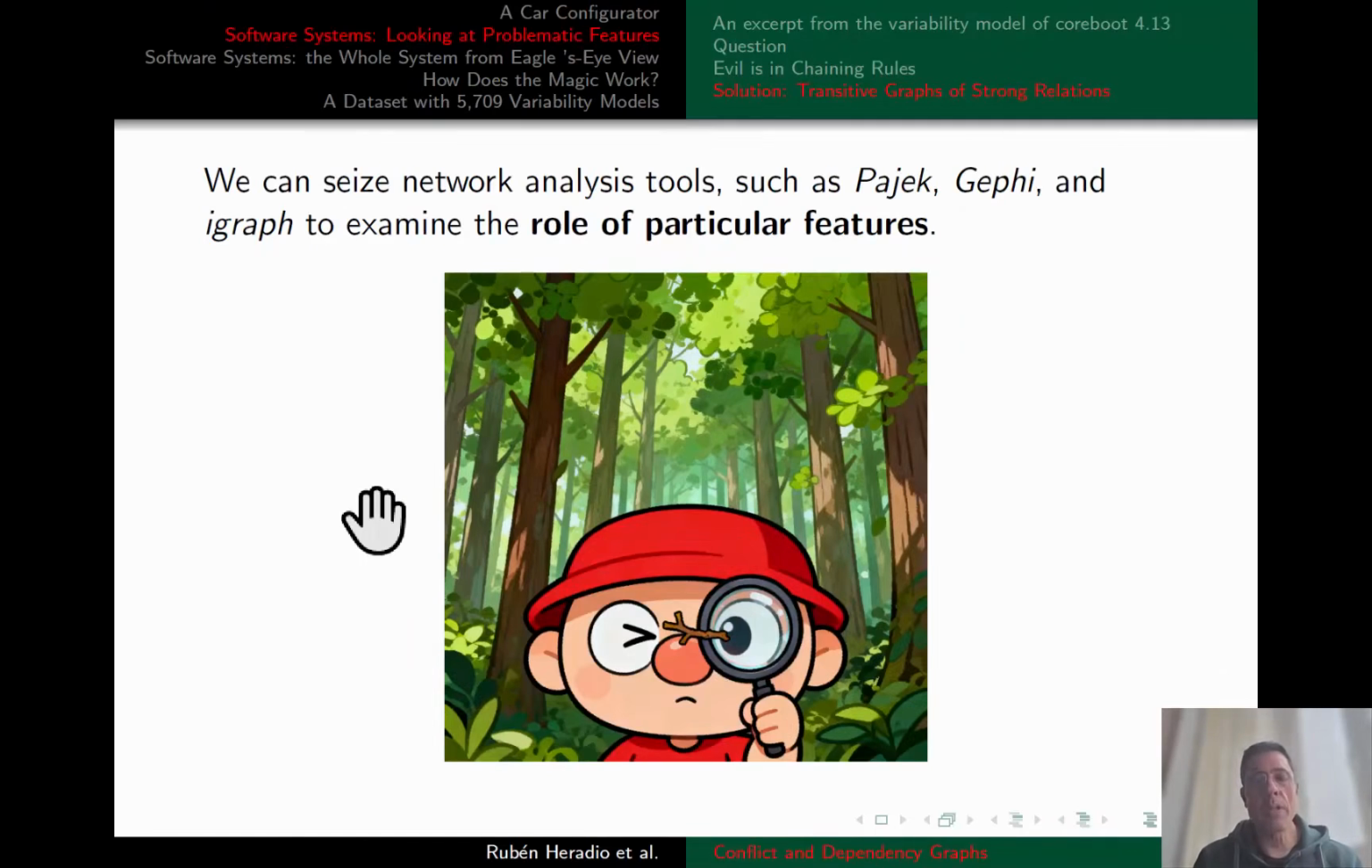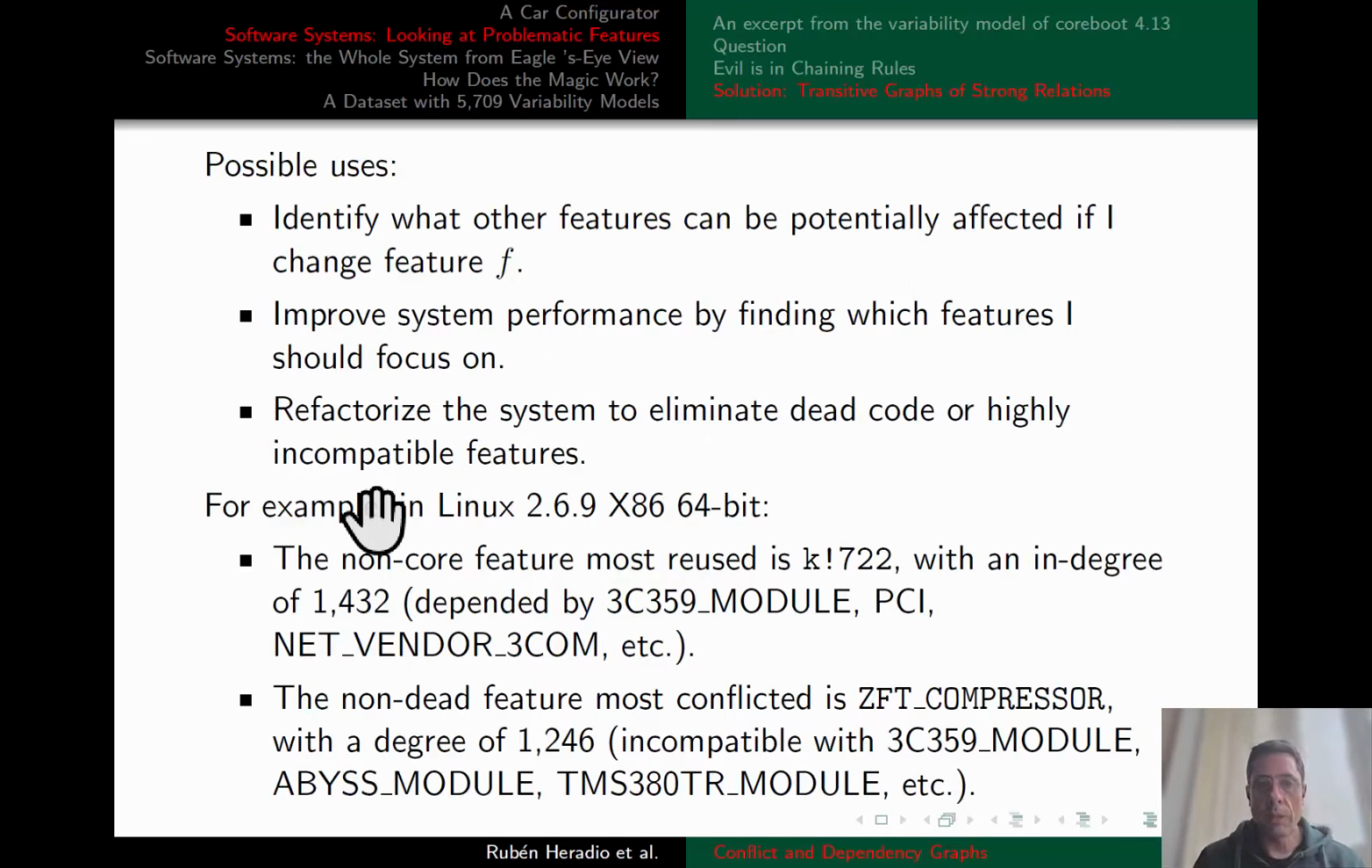Once we have the graphs, we can use the machinery of network analysis tools such as Pajek, Gephi, or iGraph to examine the role of particular features. For instance, in this version of the Linux kernel, we could look for the in degrees and find that the most reused feature is this one. And also, by computing the adjacent nodes to this feature, we can identify the features that depend on this very reused feature.